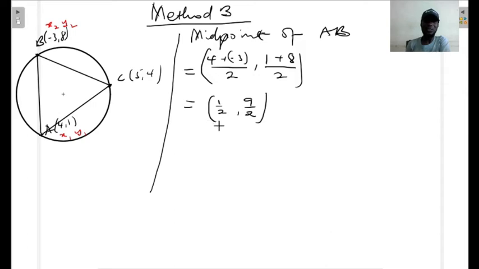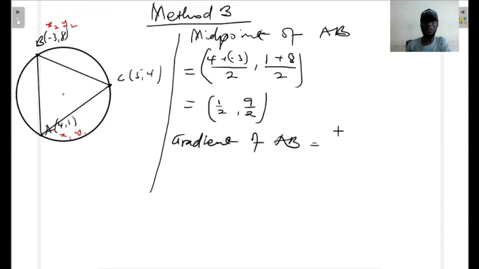Two lines are perpendicular if the product of their gradients is -1, or the gradient of one of them is the negative reciprocal of the gradient of the other. So we'll just find the gradient of the line AB, then we find the negative reciprocal of that. So the gradient of AB is change in y over change in x.